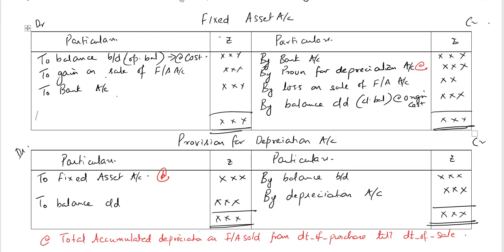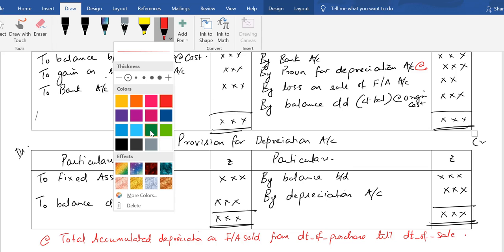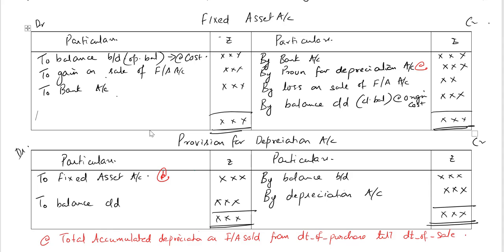Let's understand where each of these items will appear in the cash flow statement. We can get the opening balance of fixed asset at cost from the opening balance sheet, and the closing balance of fixed asset at original cost from the closing balance sheet. The opening balance of provision for depreciation account we'll get from the opening balance sheet, and the closing balance we'll get from the closing balance sheet.